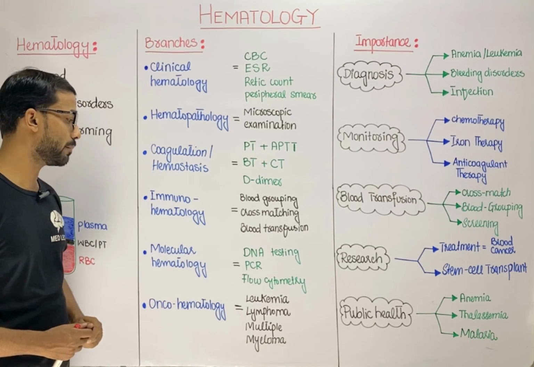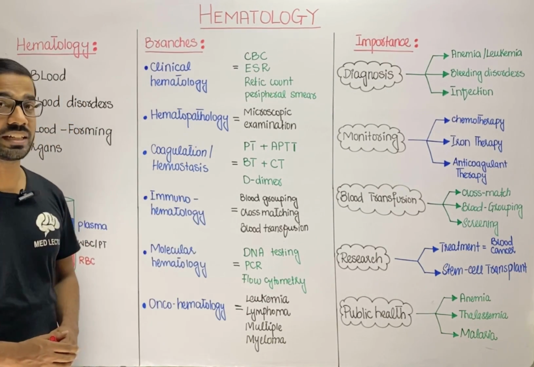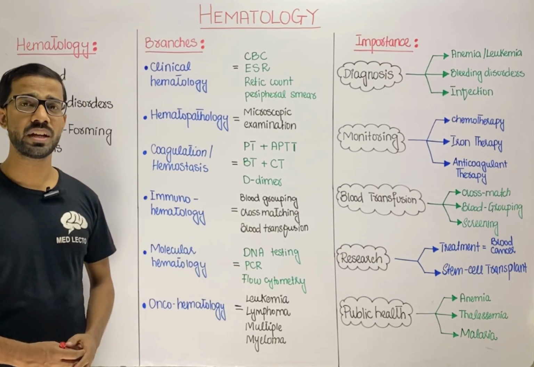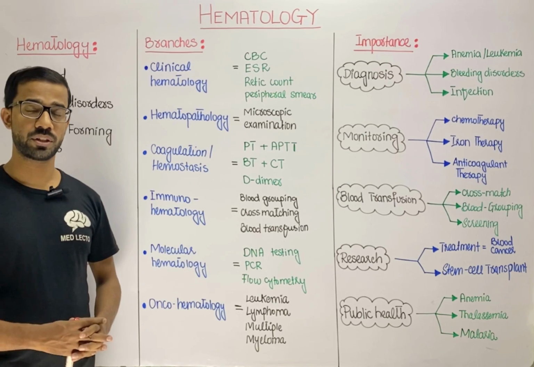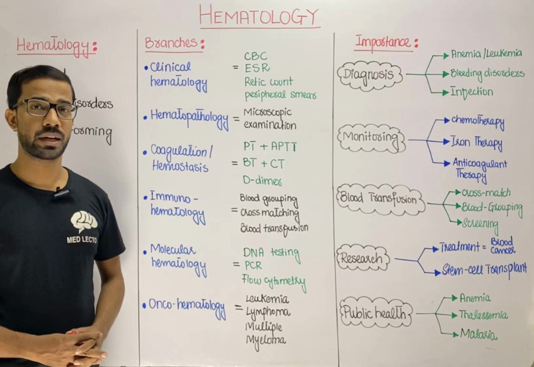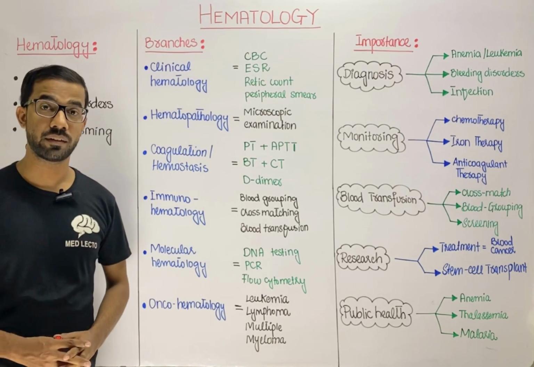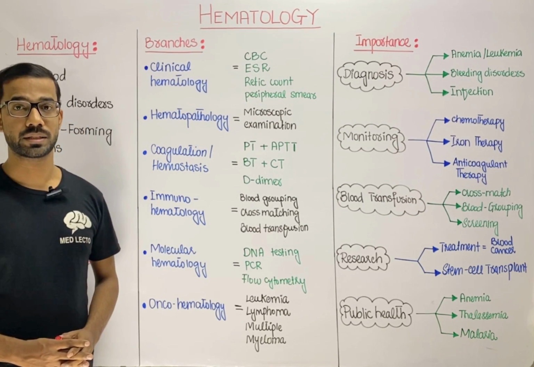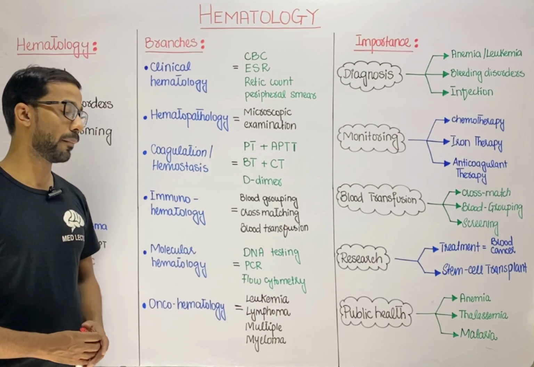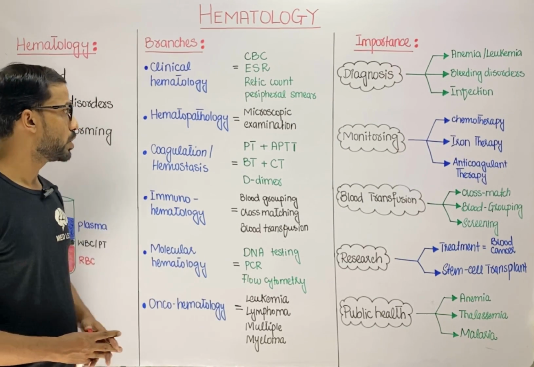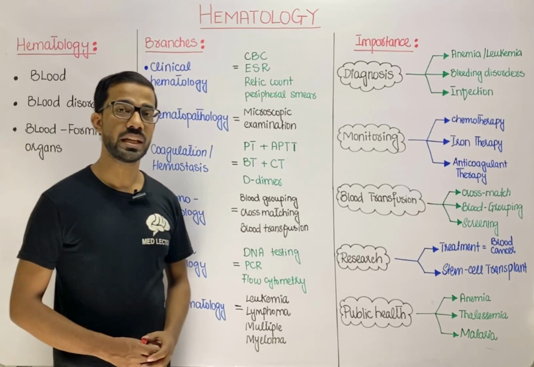Next is molecular hematology, in which we will go towards DNA tests, PCR (polymerase chain reaction), and flow cytometry, which is common for the detection of leukemia and blood cancers like this. Oncohematology, in which we will discuss blood cancers like leukemia, lymphoma, multiple myeloma, all the cancers related to the blood. So these are the different branches of hematology.